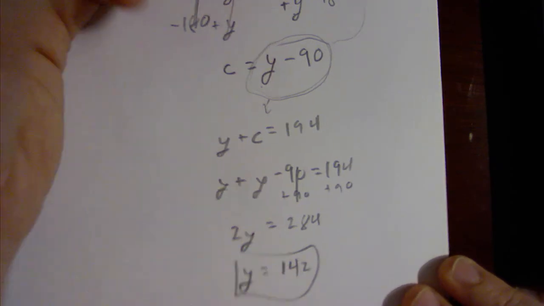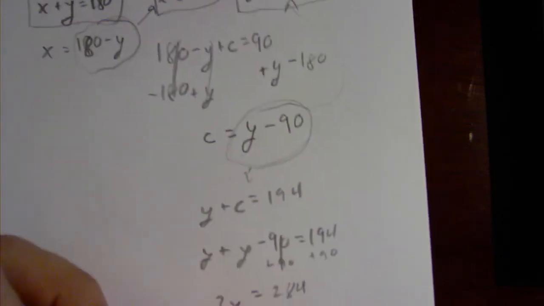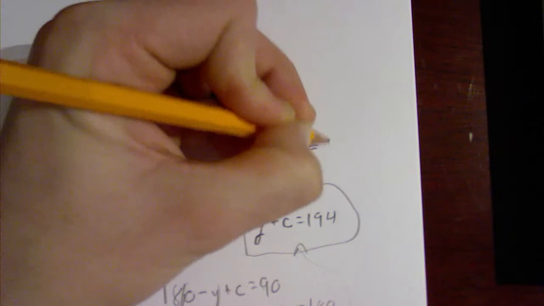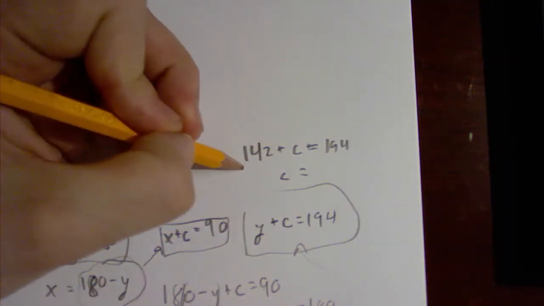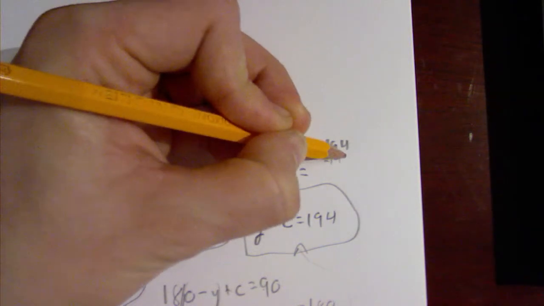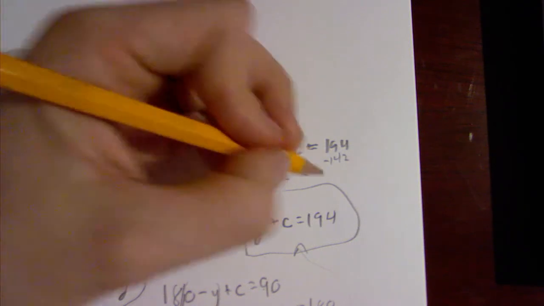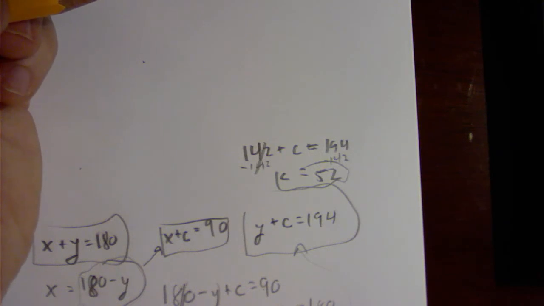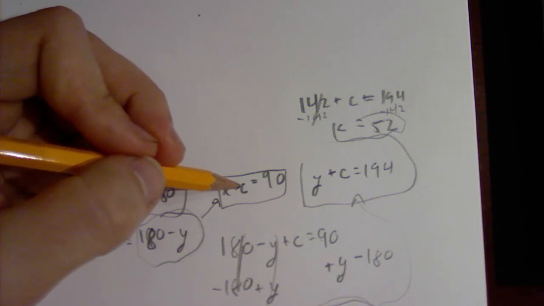So y is equal to 142. Up here, when I had y plus c, since y is 142, I can say 142 plus c is equal to 194, and that'll mean that c is equal to 194 minus 142, right? Take away the 142 to get the c by itself. Boom. 194 minus 142 is equal to 52. So c is 52. All right, and now that I have c, I can figure out the value of x.